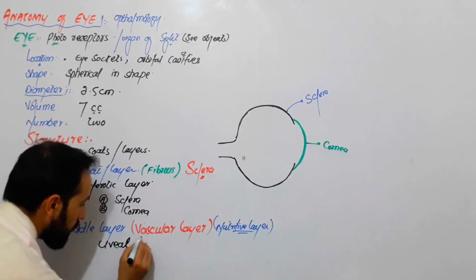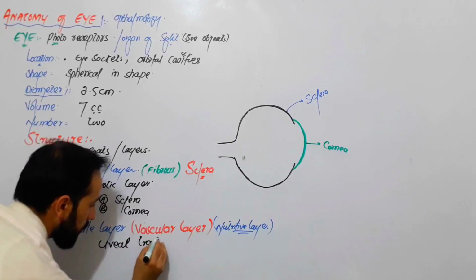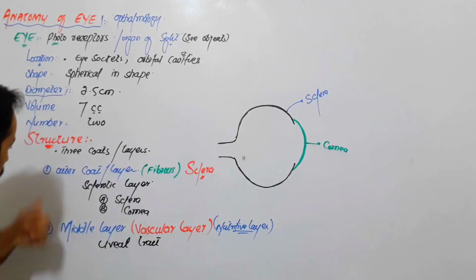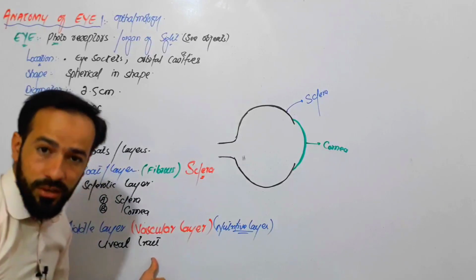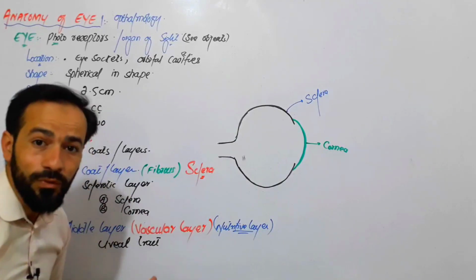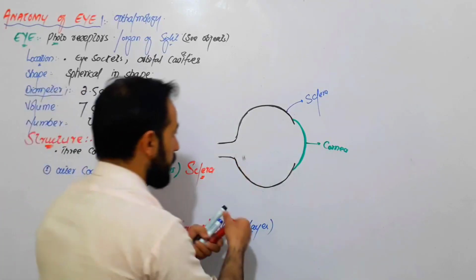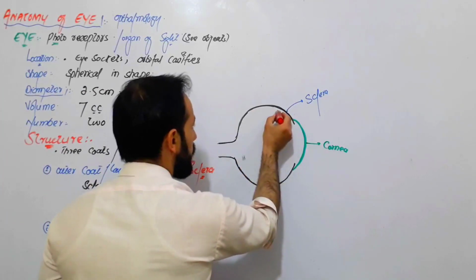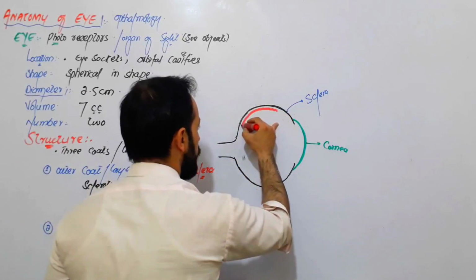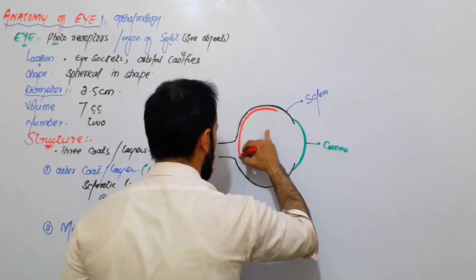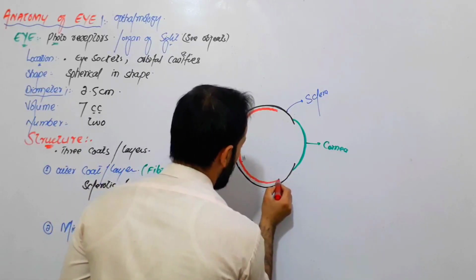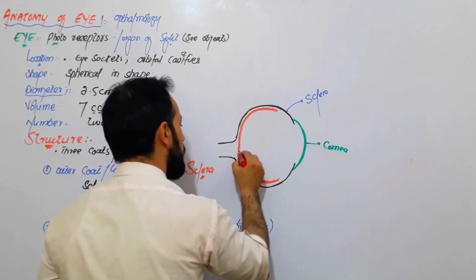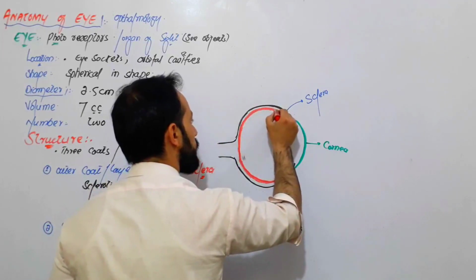Uveal tract, right? Look carefully, friends. The outer layer is called the sclerotic layer. The middle layer is called the uveal tract, right? Or we say uvea. Okay, let me draw it here. Look, this middle layer, as I told you, is known as the vascular layer or the nutritive layer. So it is comprised of three important parts.